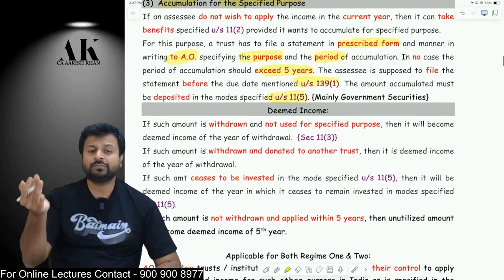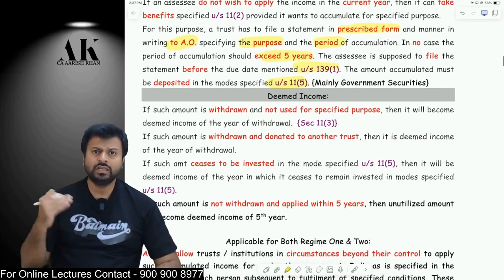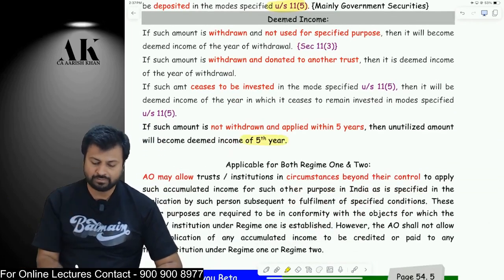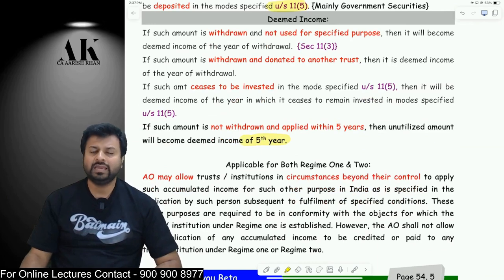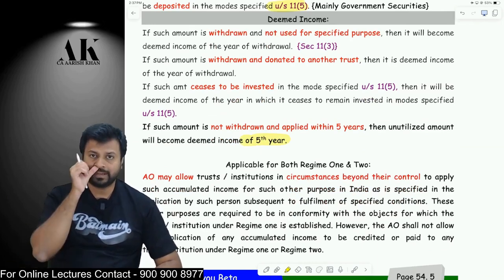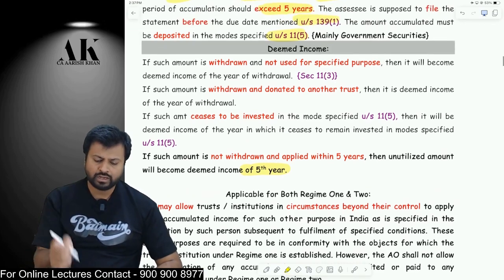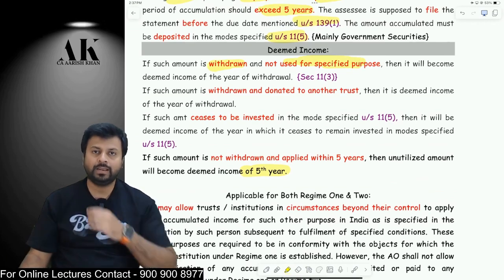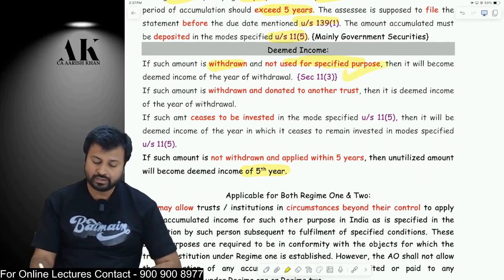Now what am I supposed to do in future? In future, you have to withdraw that money within 5 years and you have to apply in the 5th year maximum. If you do not apply by the 5th year, then it will become the deemed income of the 5th year. Now what if I withdraw in between and use it for a non-specified purpose? Then also it is deemed income.